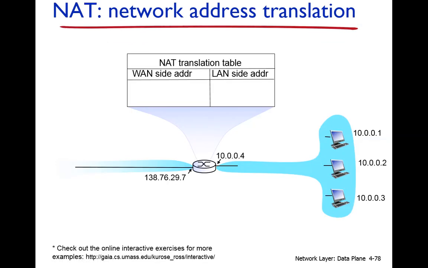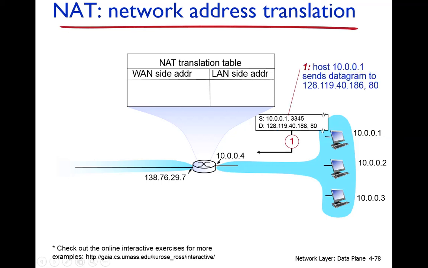Now, I am going to discuss NAT through an example. Suppose this is the host, and it wants to send data over the internet. So how is it sent? Suppose this is the host 10.0.0.1. It wants to send data to 128.119.40.186, port 80. This is the destination port number, and this is the destination IP address. You know that this host only knows the machines within its network. It doesn't know where the destination machine is located.